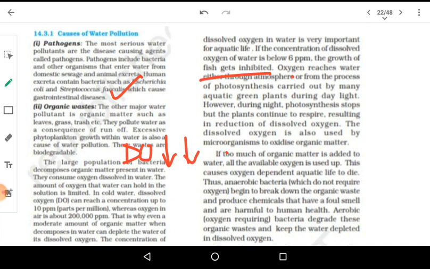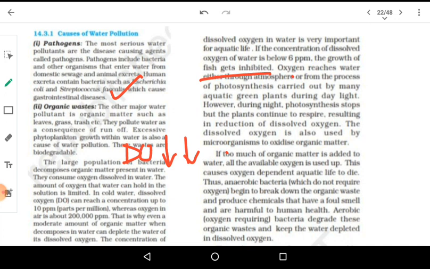Oxygen reaches water through the atmosphere or from the process of photosynthesis carried out by many aquatic green plants during daylight. During night, the process of photosynthesis will stop, but the plants continue to respire. And as a result there is a reduction of dissolved oxygen. The dissolved oxygen is also used by the microorganisms to oxidize organic matter. If too much of this organic matter is added to the water, all the available oxygen is used up.